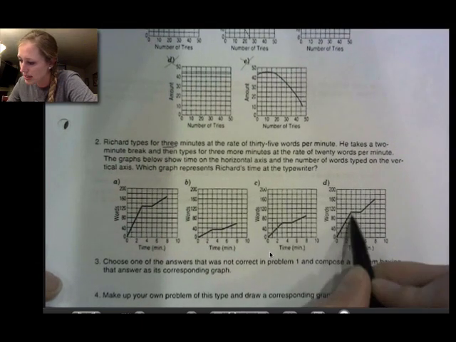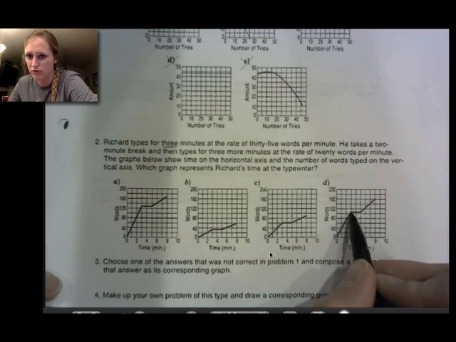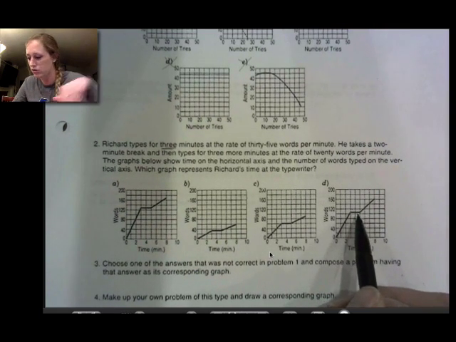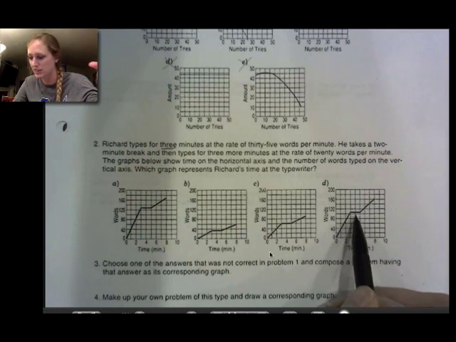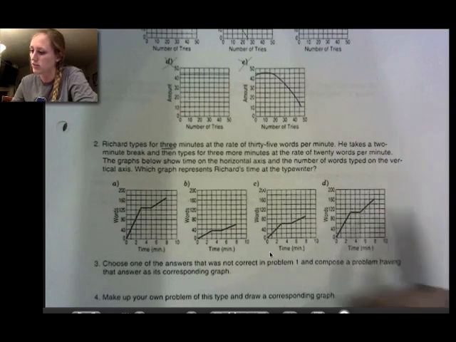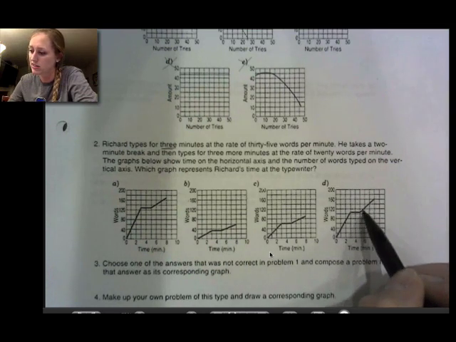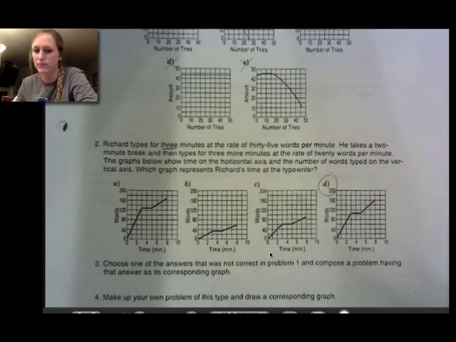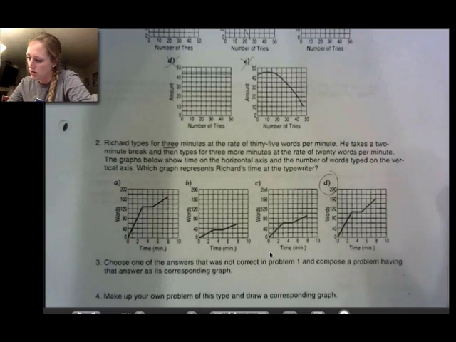3 minutes at 105. So this line is 100, and it's just a little bit above that. Then he still only has 105 words because he takes a break. So it's still 105 words that have been typed. And then he sits back down and he's typing 20 words per minute. So now he's gradually getting more. But notice this part of the graph is less steep because he's only typing 20 words per minute. So it's not growing quite as fast anymore. So D is the correct one. All right. Okay.